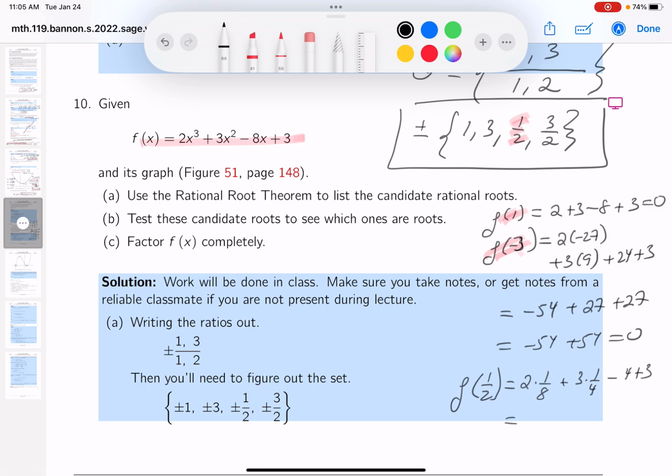Let's do this. 2 times 1/8 is 1/4. This is 3/4. And -4 plus 3 is -1. Well, 1/4 plus 3/4 is 4/4, and 4/4 minus 1 is 0. So this is also a root, all right?